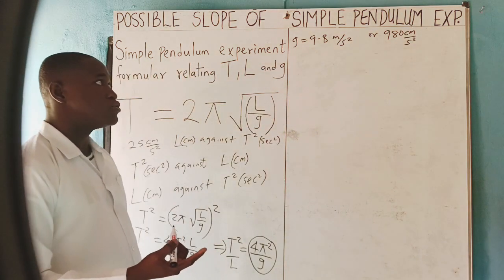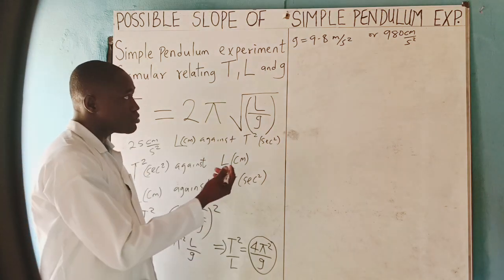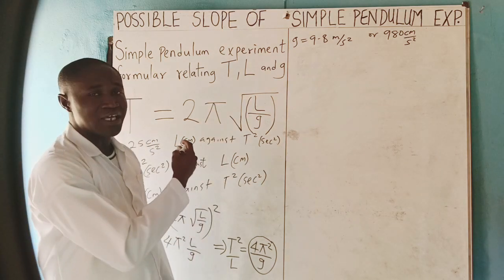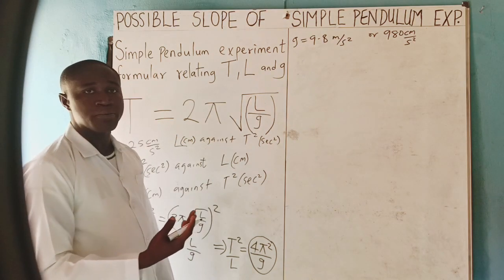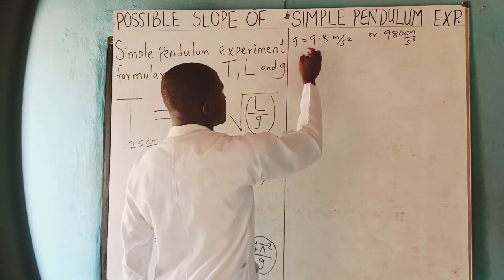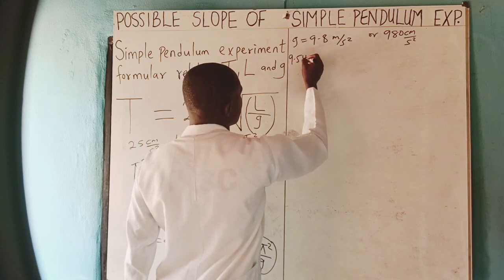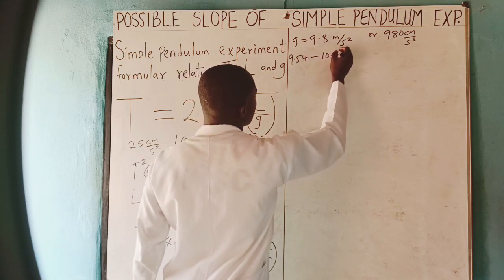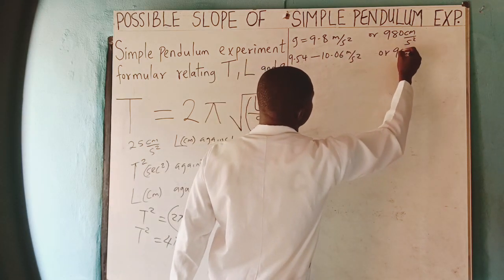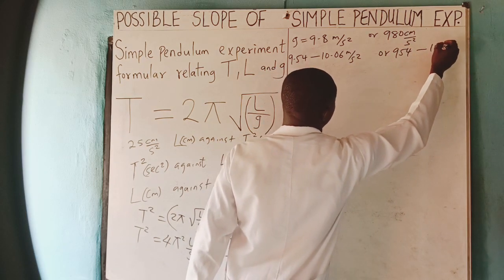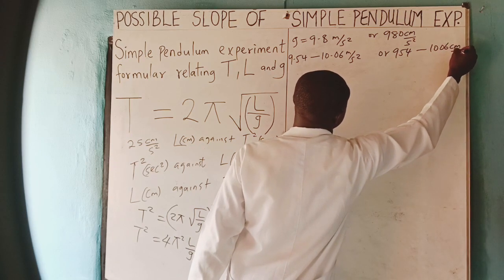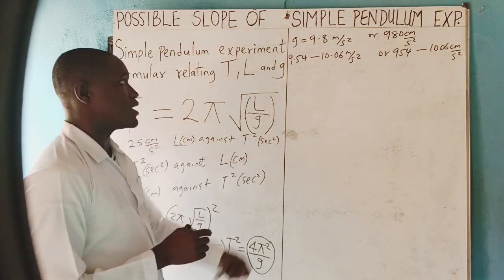But because no one is perfect, errors can come in while performing this experiment. And so there is always a range one should meet up before he can be what? Accepted. Okay? For this, the range is 9.54 to what? 10.06 meter per second squared. Then for this, it is 954 to what? 1006 centimeter per second squared. Okay? And so that is about that.